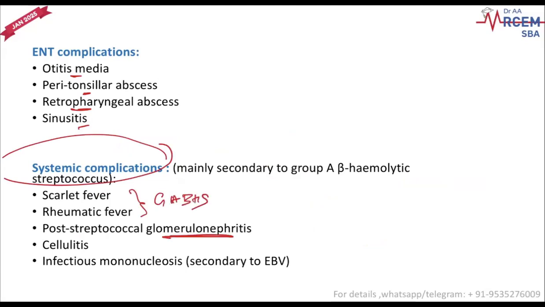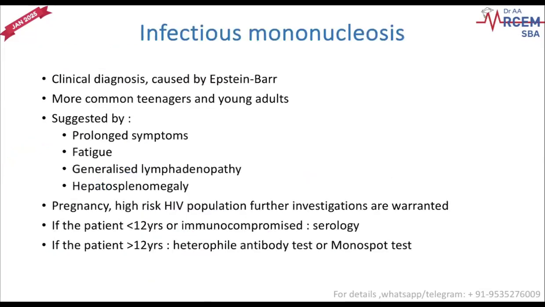It can also result in kidney injury, that is glomerulonephritis, which can also be caused by group A beta hemolytic streptococci. Cellulitis of the surrounding structures can occur, but it is a rare complication. Infectious mononucleosis is secondary to an Epstein-Barr virus infection. Now let us see more about infectious mononucleosis.